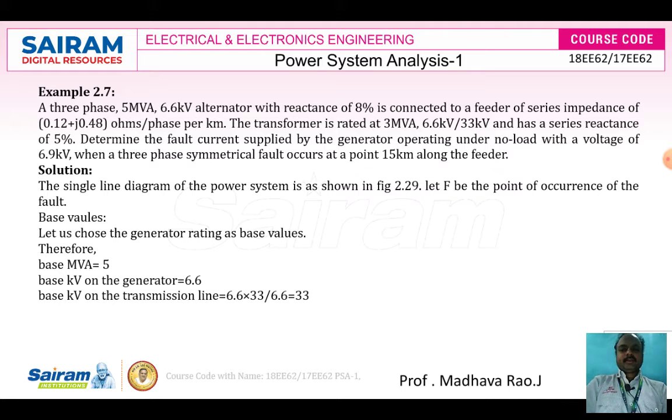A three-phase 5 MVA, 6.6 kilovolt alternator with a reactance of 8% is connected to a feeder of series impedance 0.12 plus j0.48 ohm per phase per kilometer.